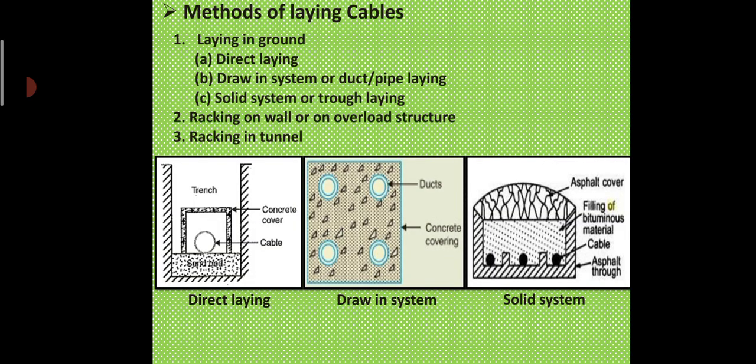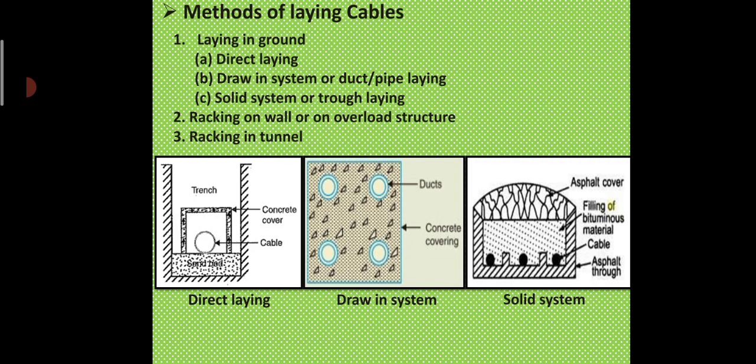Now, methods of laying cable. The following are the methods of laying cable: laying in ground or direct laying, drawing system or duct pipe laying, solid system or trough laying, racking on wall or on overhead structure, and racking in tunnel.